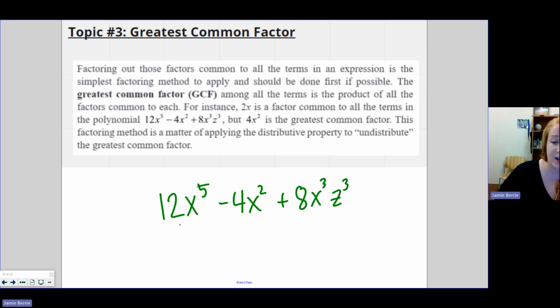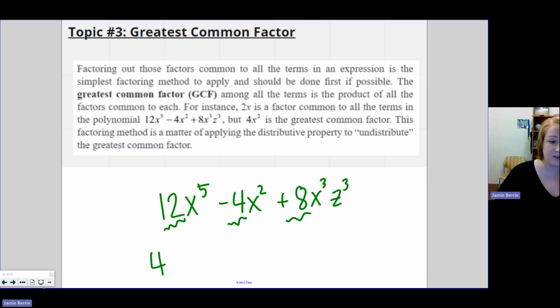you would look at this and say, okay, I'm going to start by looking at my coefficients, 12, -4, +8. You would say, what number goes into all of those? 2 goes into all of them, but you want to get the highest number possible. So the largest number that goes into all 3 would be 4. All right, so 4 is going to be part of your greatest common factor.